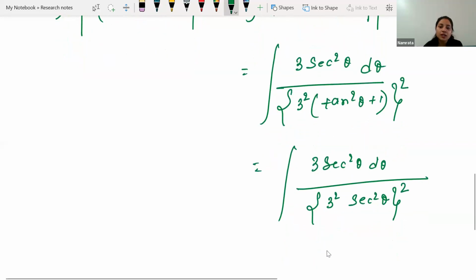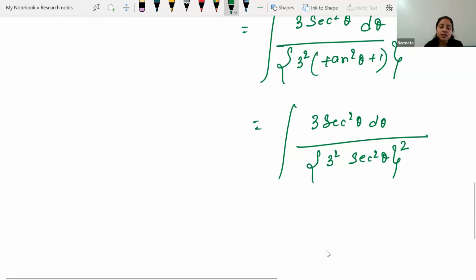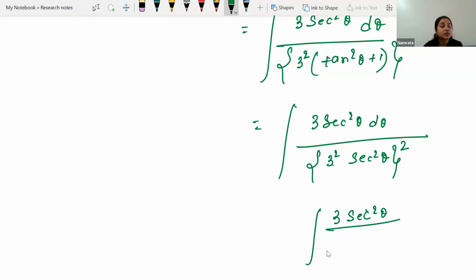Okay, now let's take everything out from the curly bracket and just distribute the power. And in the denominator we will be having 3 square is already there, and it will take one more power 2, so it will become 3 to the power 4, right? And this sec square will become sec to the power 4.